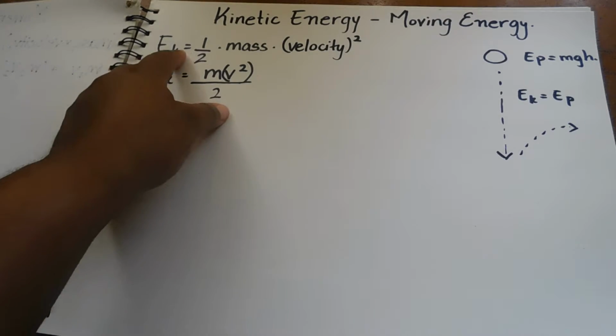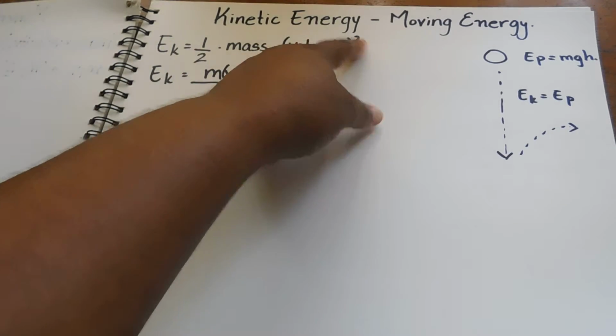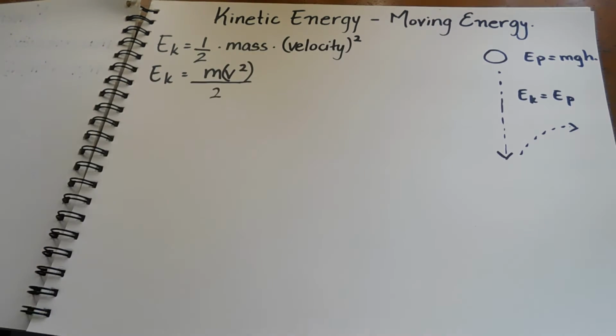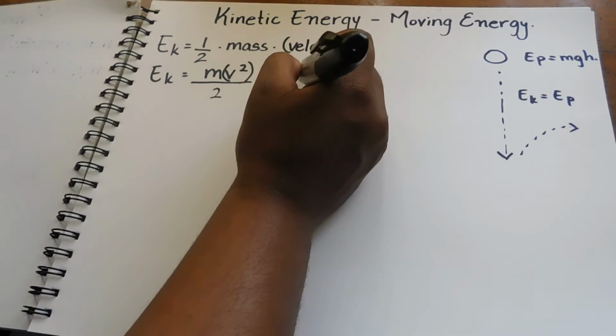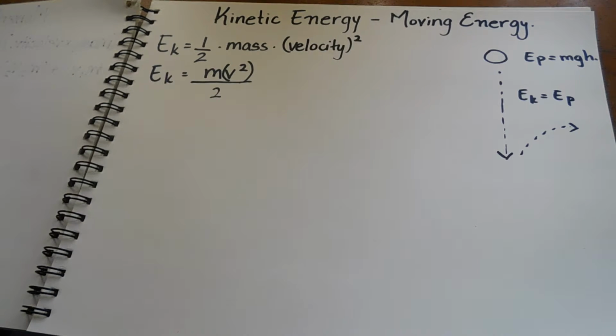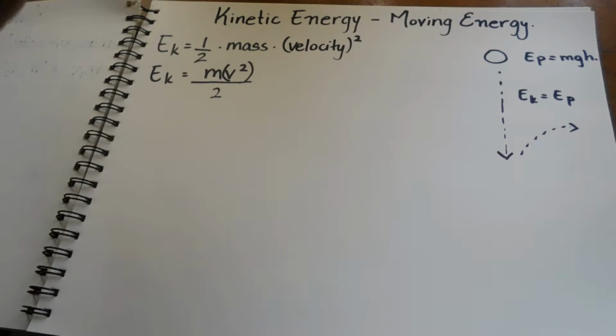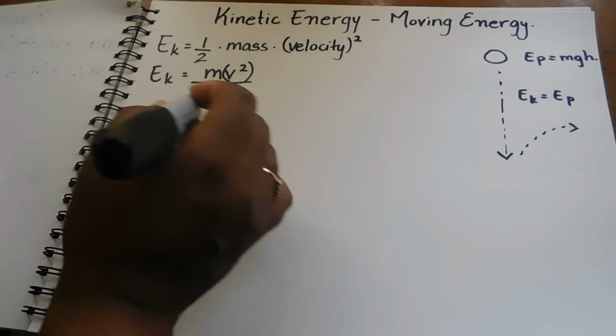Alright, it's usually written as a half mv squared, but you could just multiply a half with this and make it much easier so you don't get lost in the process. So suppose you wanted to find m. There are really only 3 variables here: EK, m, and v, right? 2 is just a number.